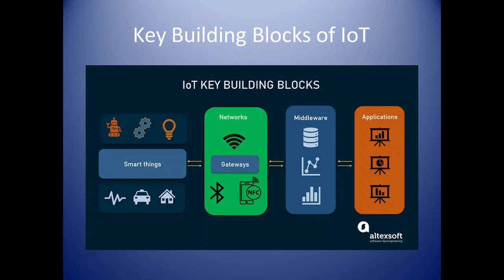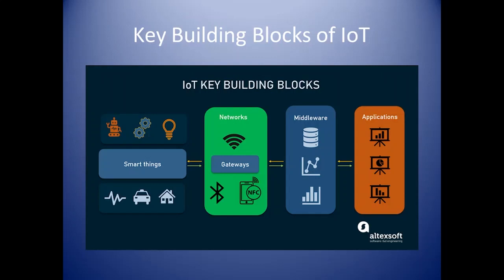Let's look at the key building blocks of IoT. There are four major building blocks. First is obviously the device. The next thing that is required is the network. Without a proper network, it's difficult for two devices to communicate with each other, and hence it is very important. The middleware is the pre-processing. It's basically the heart of the IoT, where the functions and the processes take place.